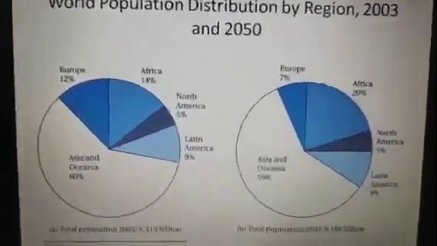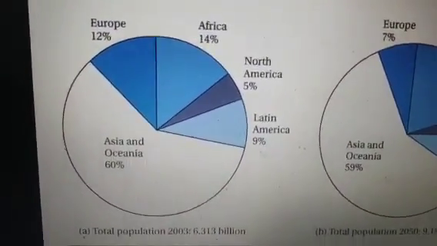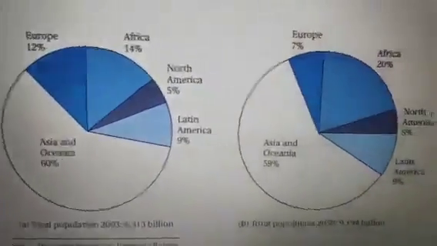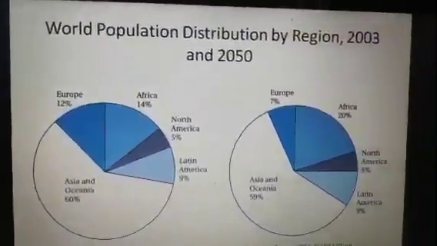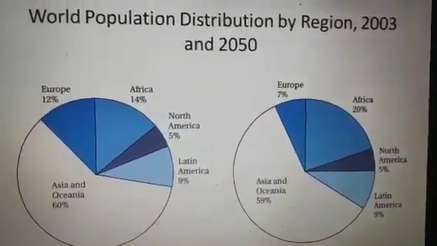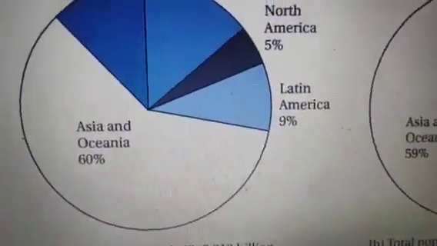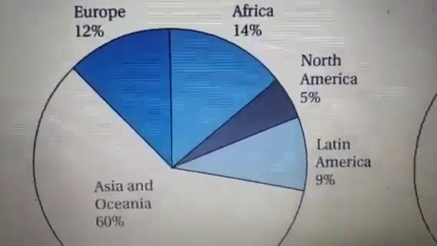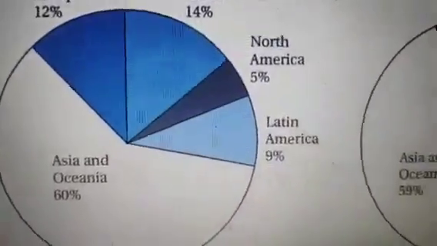You can see both these pie diagrams. One pie diagram is of 2003, more or less, and the other is the projection for 2050. When we compare world population distribution by region, because you have to understand the distribution of the population by region, you can see that Asia and Oceania had a 60% share of the world population in 2003. In that year, Europe's contribution was 12%, Africa's was 14%, North America 5%, and Latin America 9%.